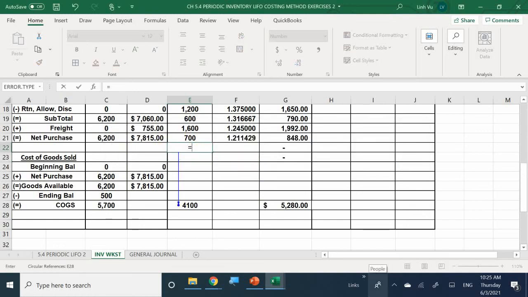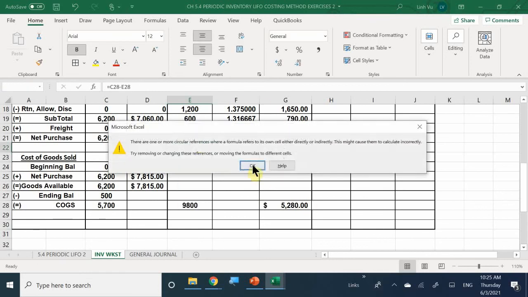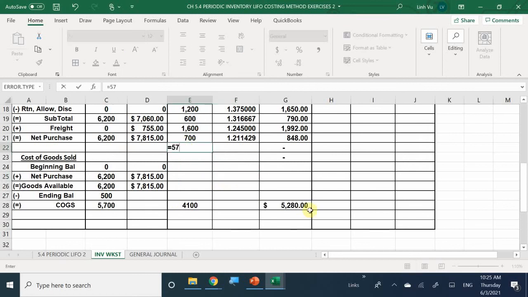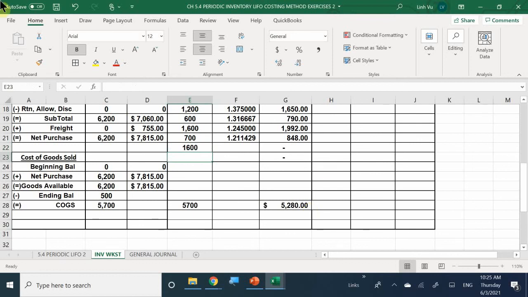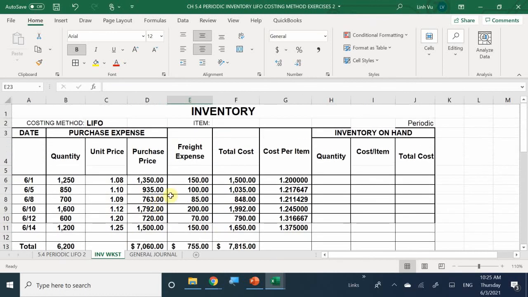Okay, hold on. I need to do something real quick. Okay, so I need to get to 5,700 and I have 4,100. So therefore, how many more do I need to sell? 1,600. Since I know I need 1,600 more, let's see what the next batch is. So here, I have to take out the whole thing for this one.